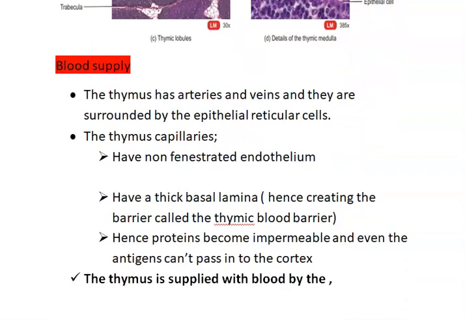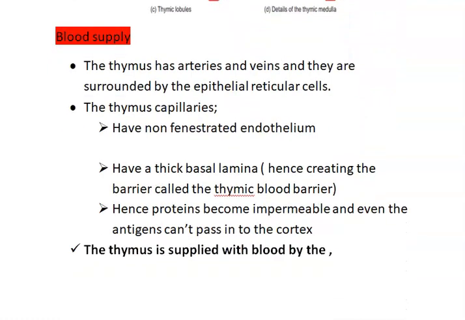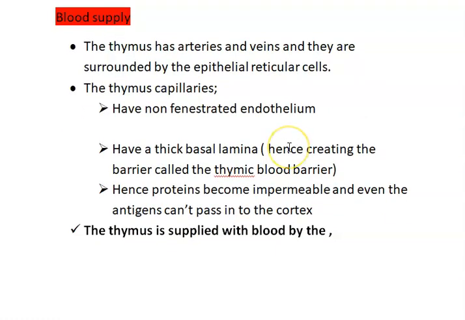Okay, now how is our thymus supplied with blood? All right, so our thymus has arteries in itself and even veins, and those veins and arteries in the thymus are surrounded by the epithelial reticular cells. Now the capillaries of the thymus, one interesting feature of them is that they are not fenestrated. That is, they do not have gaps. They are not fenestrated. It will just be continuous like this.